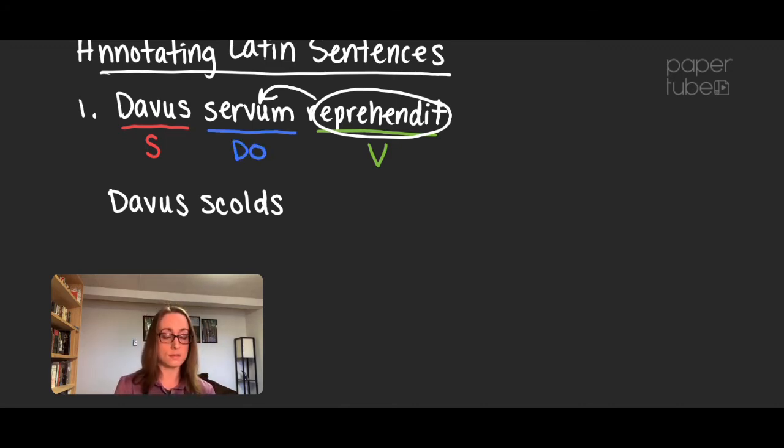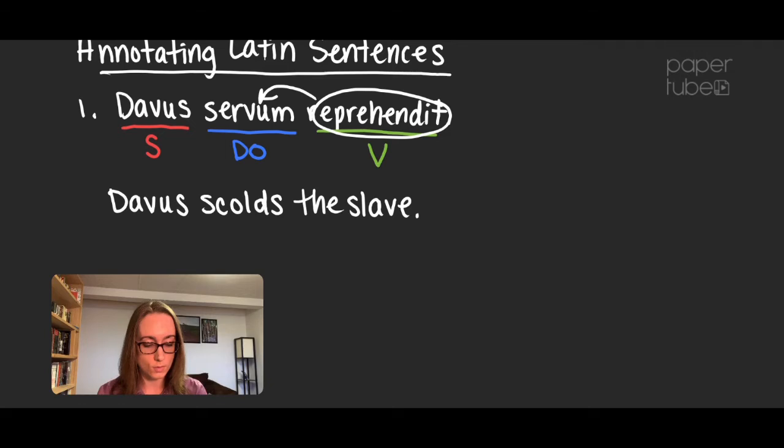So in this sentence, I've got a subject, a direct object, and a verb. And so now my sentence is going to be, Davus scolds the slave. Notice how labeling or annotating my sentence helped me translate this sentence correctly. Now that's a pretty simple sentence. Let's move on to one that's a little more complex.